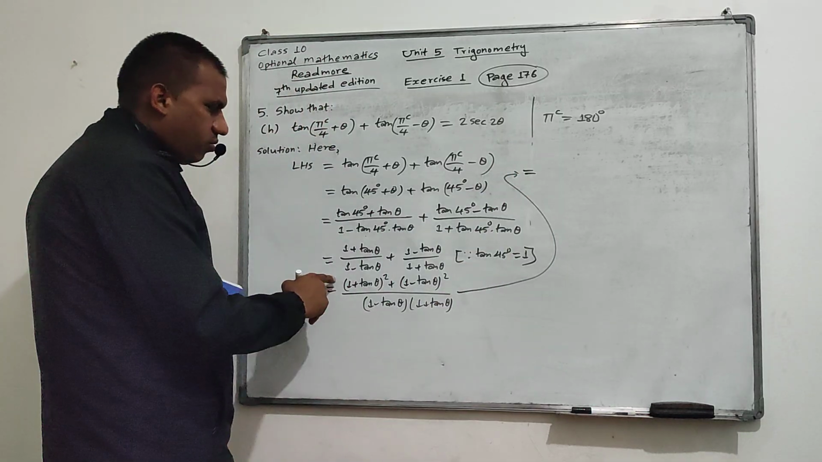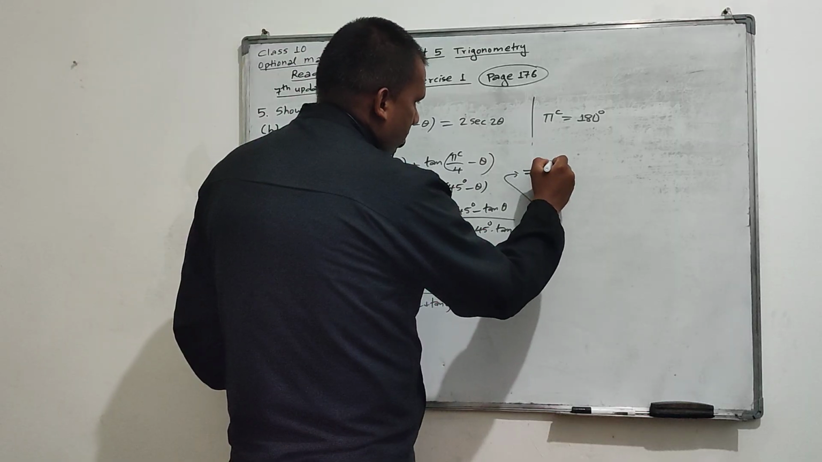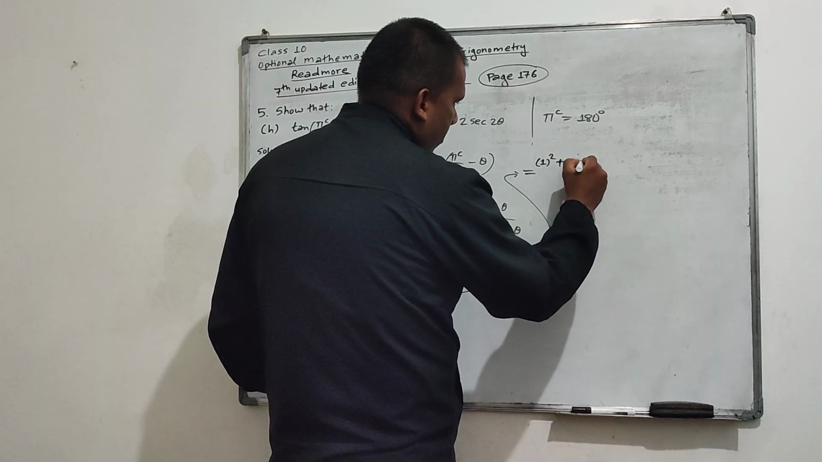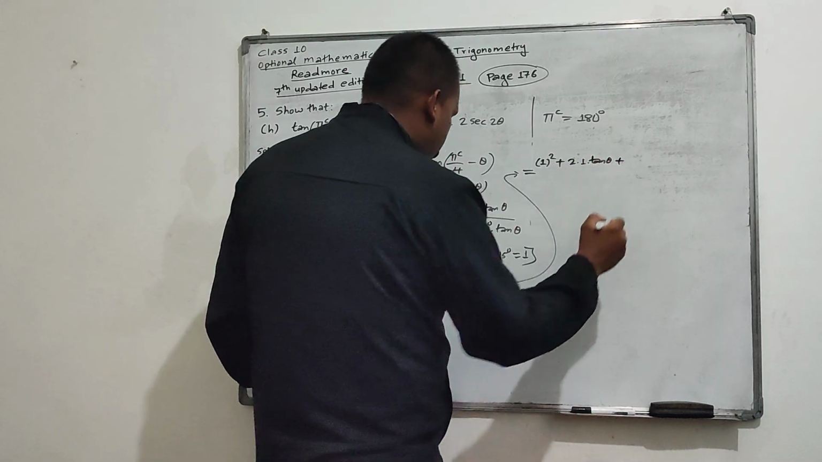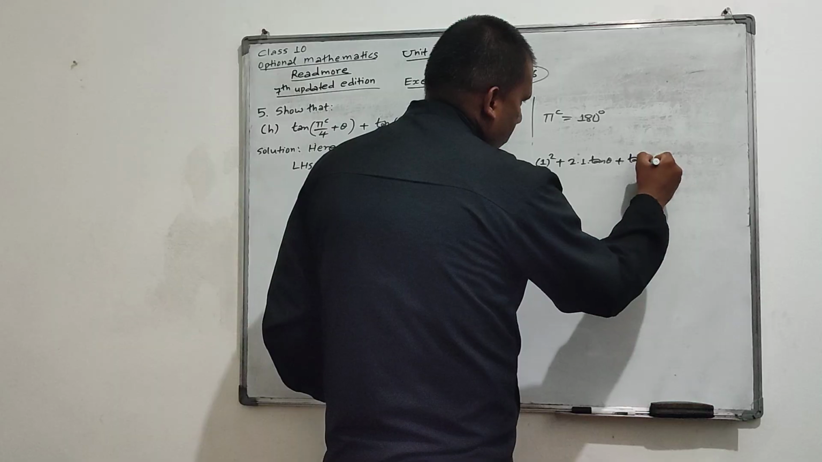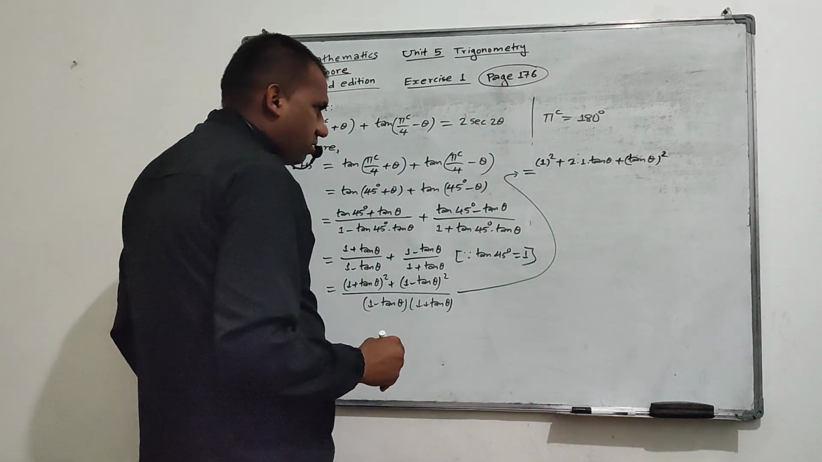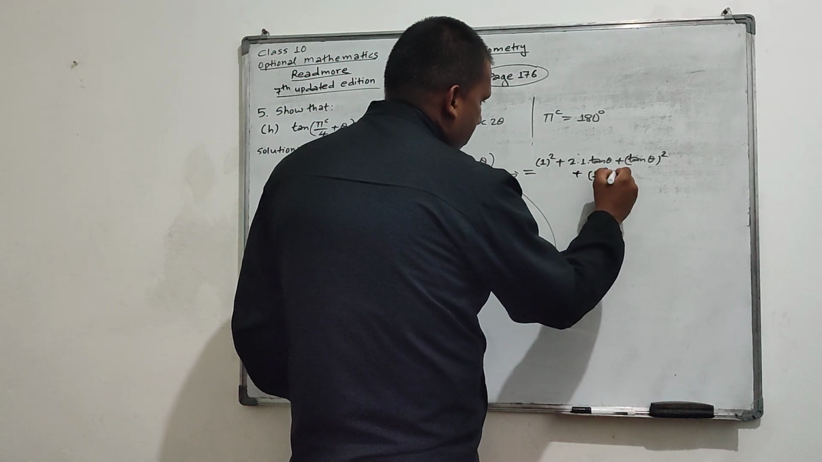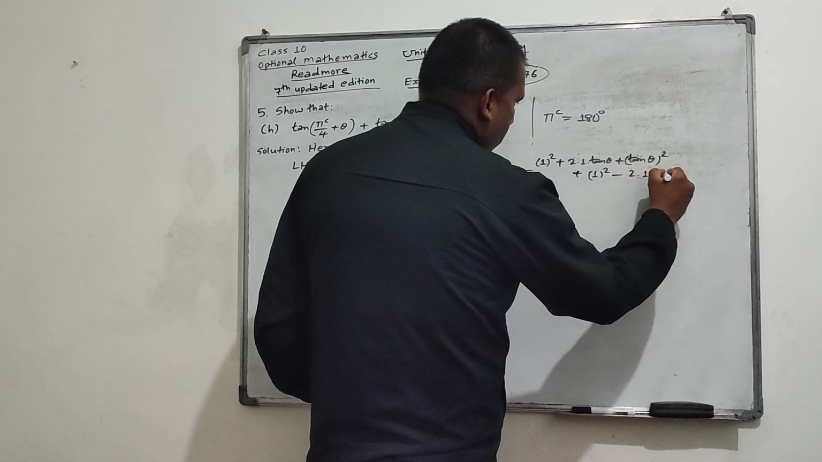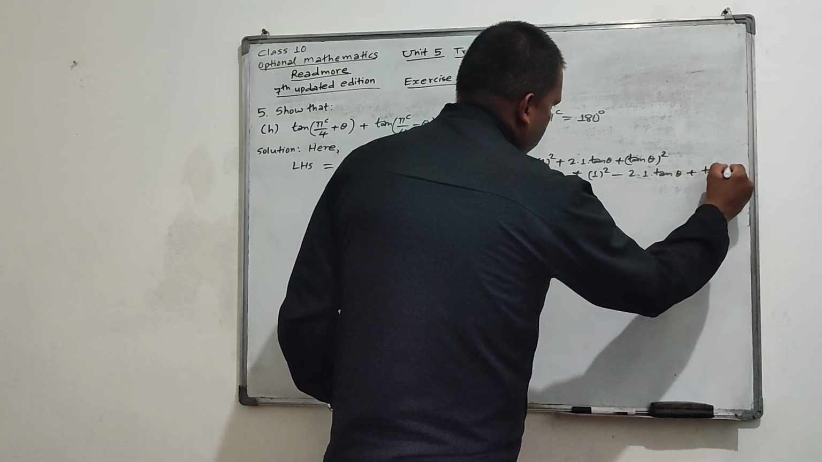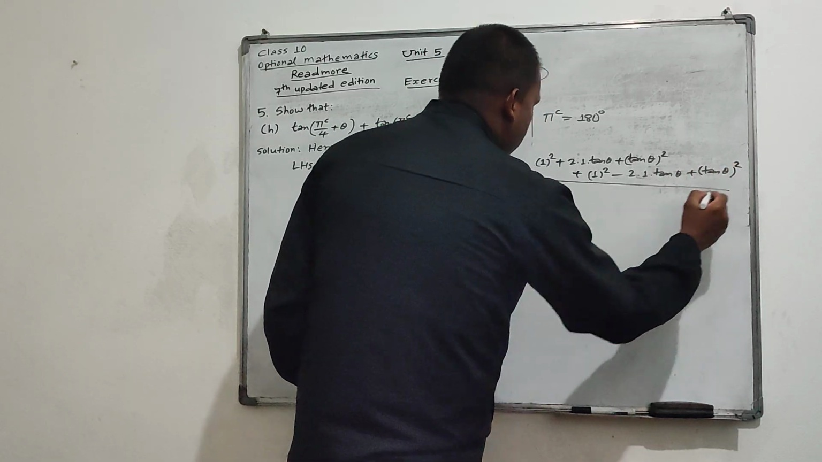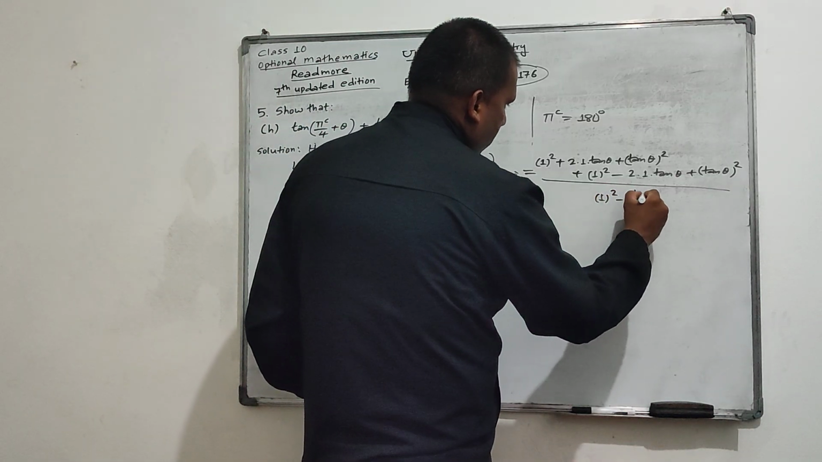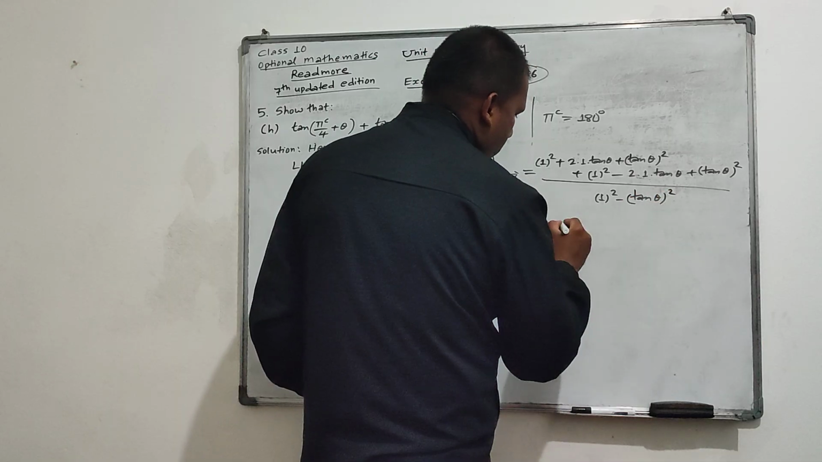Now this is equal to (a plus b) whole square. Expanding this: a square, 1 square plus 2ab, 2 into 1 into tan theta, plus b square, tan theta whole square, equals a square plus 2ab plus b square. Similarly here, (a minus b) whole square: 1 square minus 2 into 1 into tan theta plus b square, tan theta whole square. Whole upon (a minus b)(a plus b), a square minus b square, 1 square minus tan theta whole square.